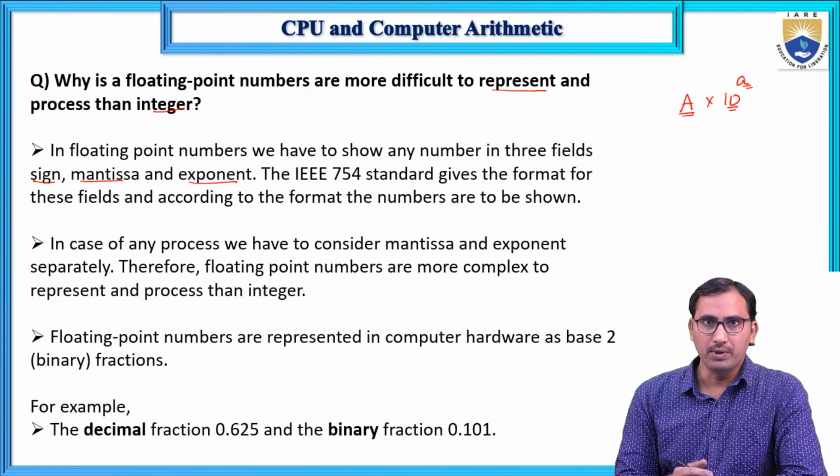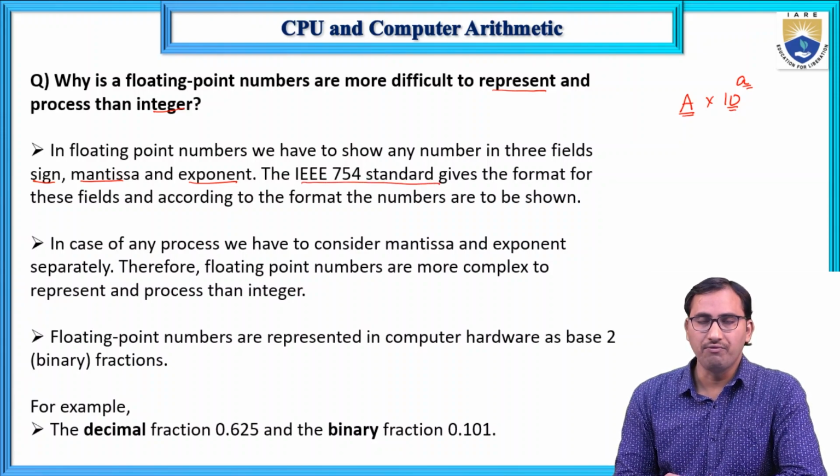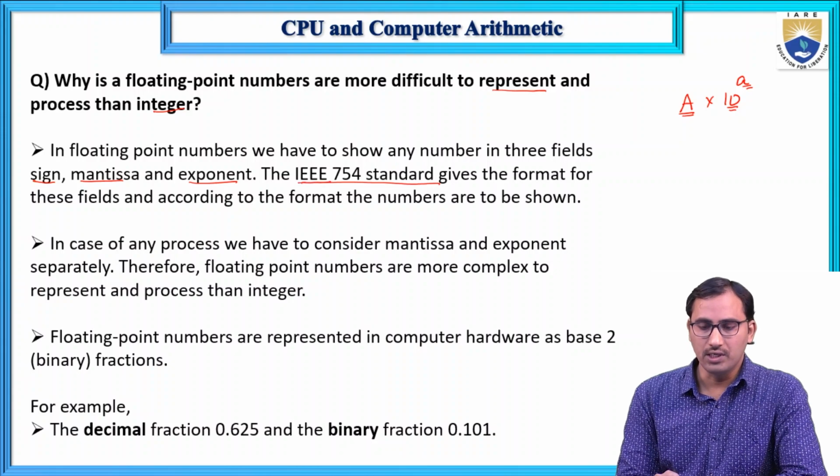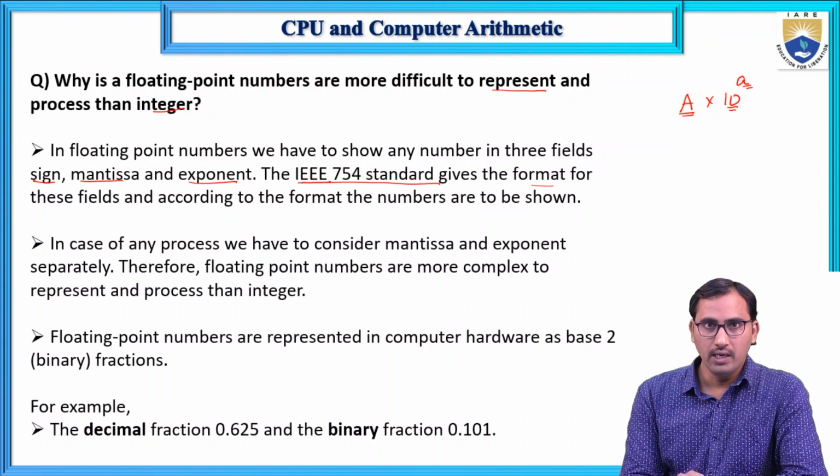For representing a floating point number, the IEEE 754 standard, that is Institute of Electrical and Electronics Engineers, gives the format for representing all these fields. According to the format, the numbers are as shown. In any process, we have to consider the mantissa and exponent separately. Therefore, floating point numbers are more complex to represent and process than integers.